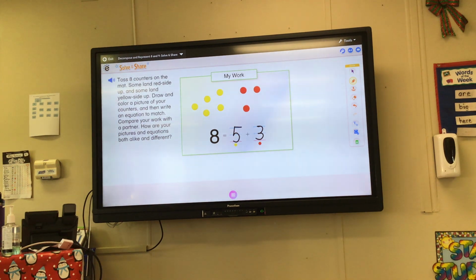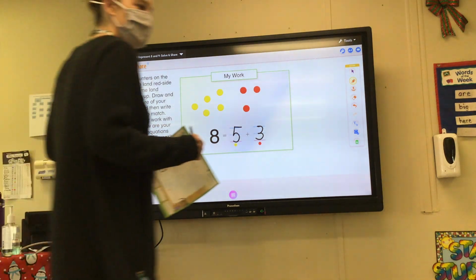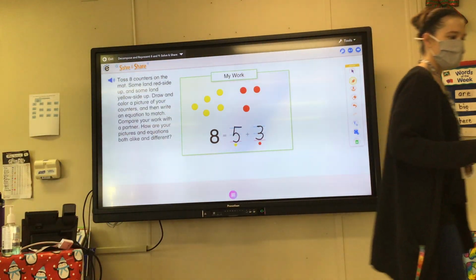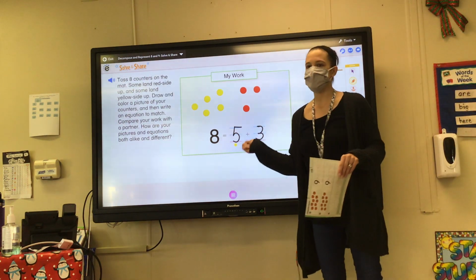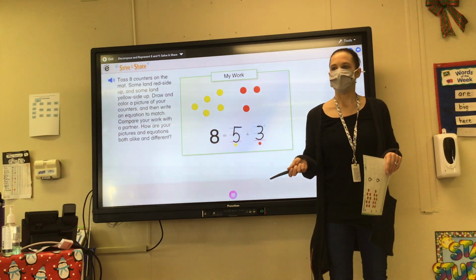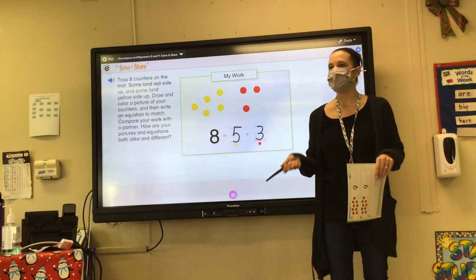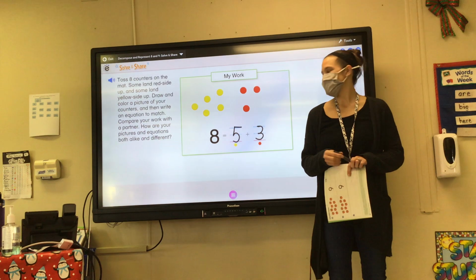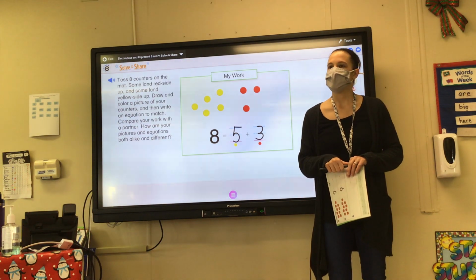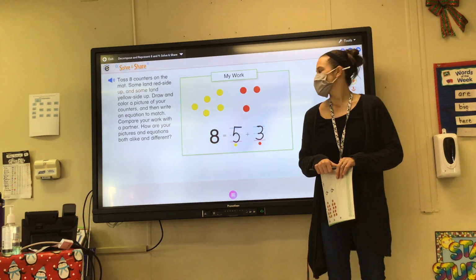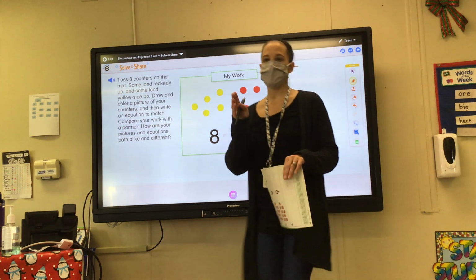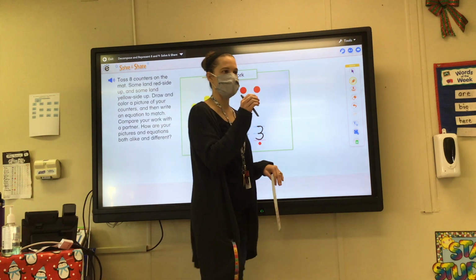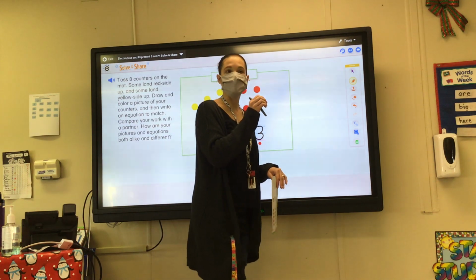Okay, now color those red and then write in your numbers. Okay, so friends, raise your hand if your equation looks like this. All right, some friends have 5 plus 3. Charlotte, what is your equation? 2 plus 6 equals 8. Good. Does anybody have another one? Georgia. 4 plus 4. 4 plus 4 equals 8.